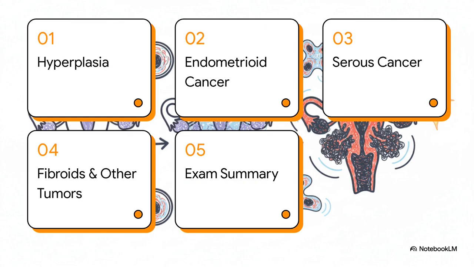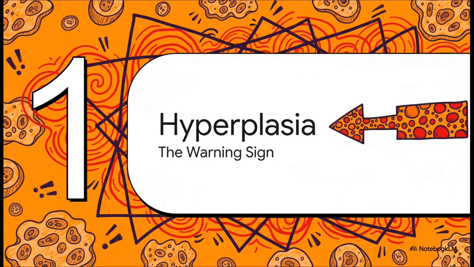So, here's our plan for today, a quick roadmap. We'll start with how a patient presents, look at the warning signs, and then dive into the two main types of cancer. Simple and logical, right? Let's get started. Okay, first things first. Let's talk about the very first step on this dangerous path to cancer.